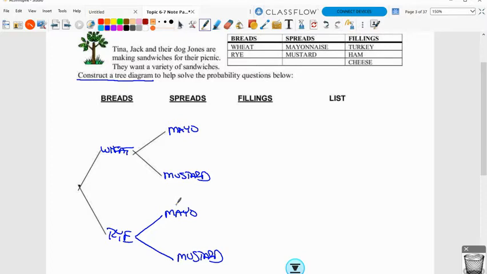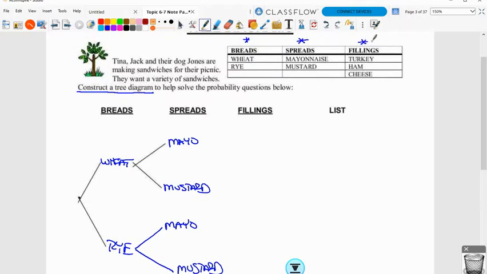The last thing that we have to choose is the type of filling that we want. There are three types of fillings: turkey, ham, and cheese. The bread and the spread choice doesn't affect the type of filling that you had. So if you had wheat bread and mayo, you have three choices of fillings. You could either have turkey, you could have ham, or you could have cheese. So we put three branches off of mayo. But it's going to be the same thing for the mustard. If you had wheat bread and mustard, you can still choose either turkey, ham, or cheese.